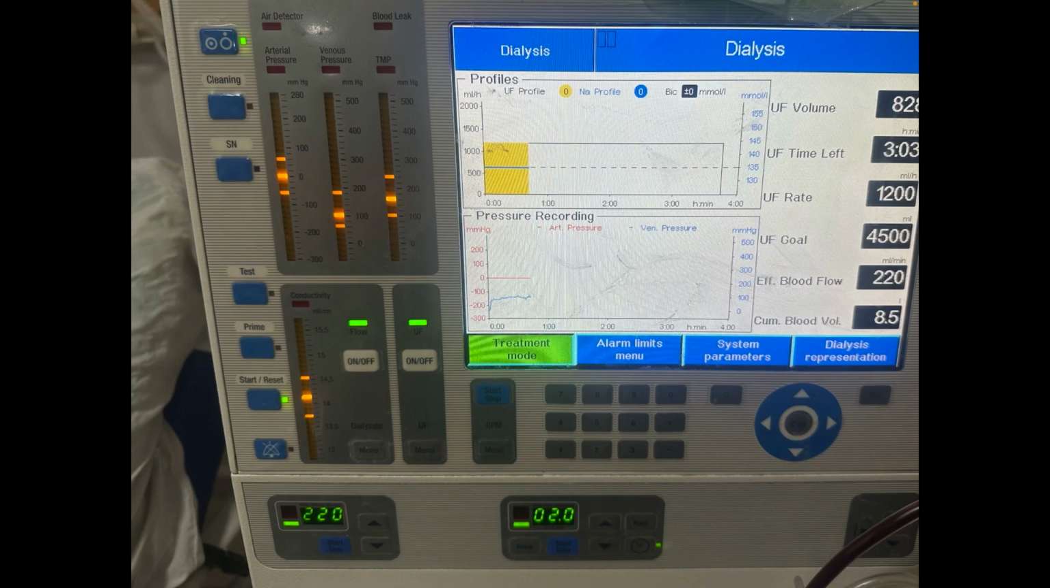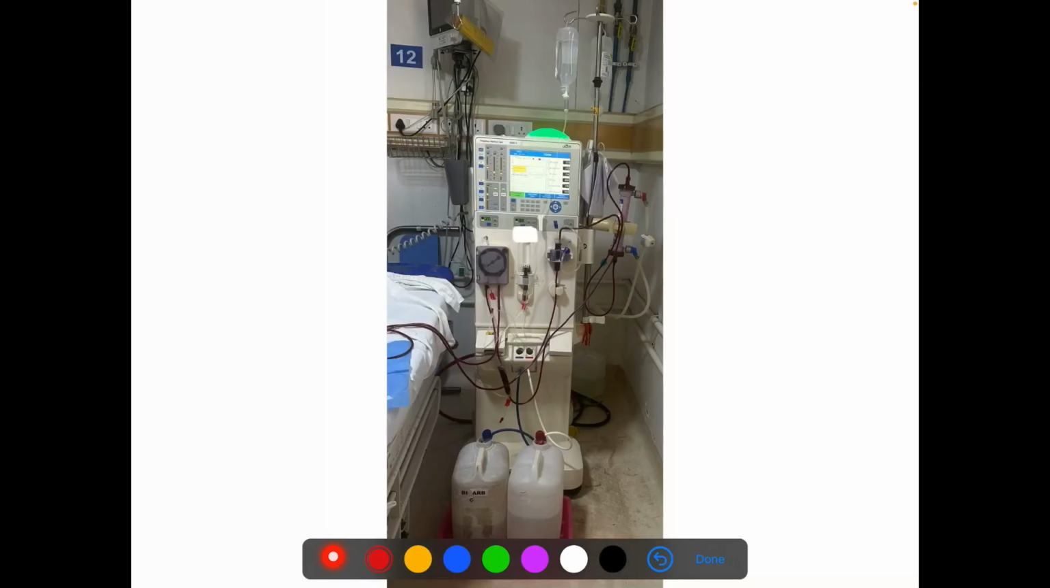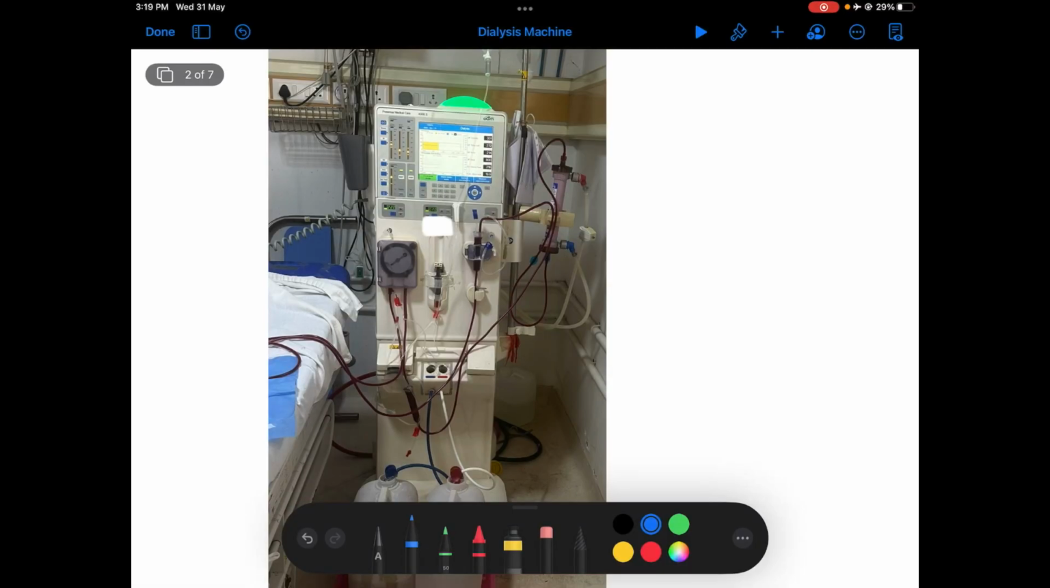So here we can see there is a UF volume, UF time left, how much time of UF is left, ultrafiltrate rate, our ultrafiltrate goal. Now effective blood flow is the per minute, and the cumulative blood volume till now. Okay, then here is the air detector, which I told, if any air is present, the air detector will detect this air, and the air trap, we have to just open it into the atmosphere, then the air will be moved out. Once you open it, air can escape from that trap.